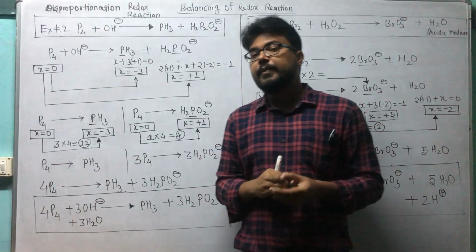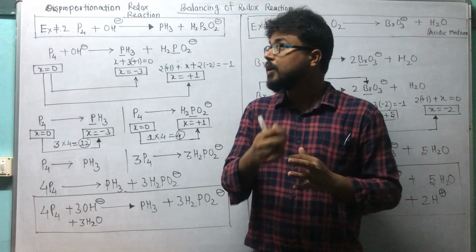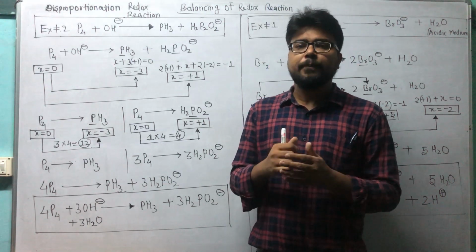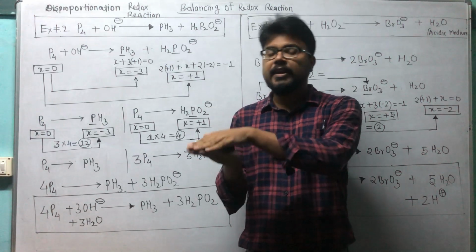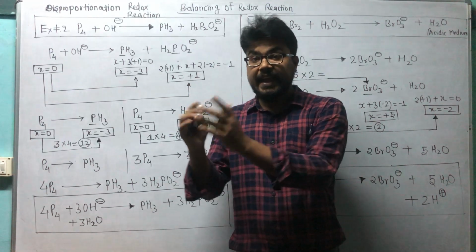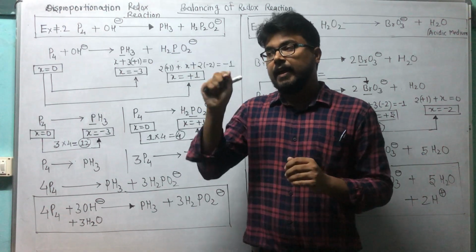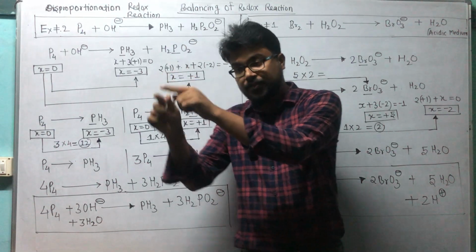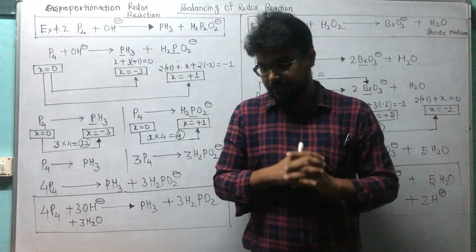In this video class, we will take balancing of disproportionation redox reactions, also known as auto redox reactions. What is a disproportionation redox reaction? It means the similar element undergoes oxidation as well as reduction. What does it mean? Suppose A gives B plus C, correct? And A to B is oxidation and A to C is reduction. That means in a reaction, the similar element is oxidizing as well as reducing. It's known as a disproportionation redox reaction.